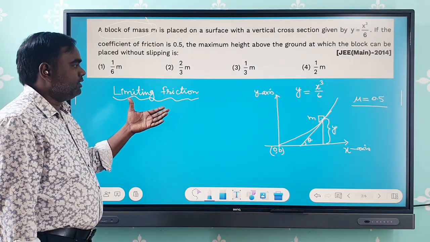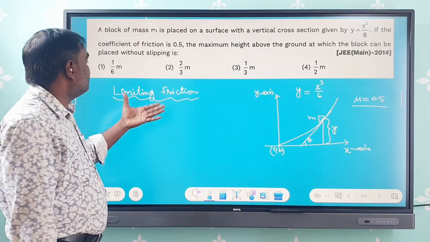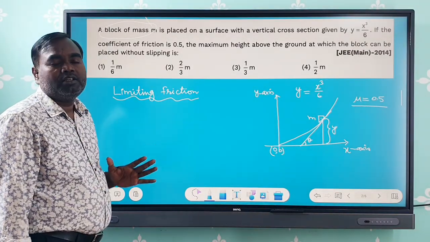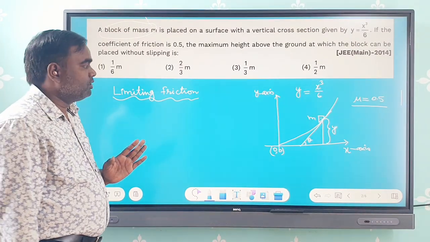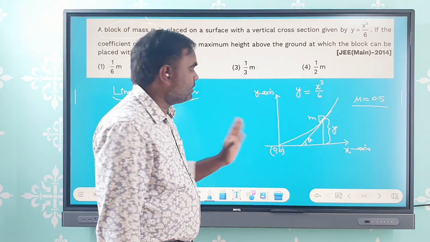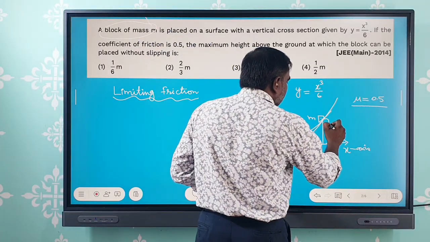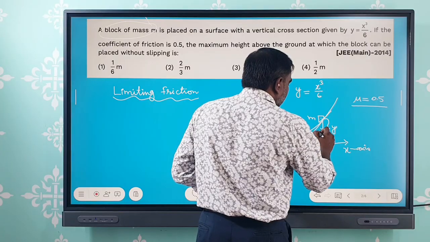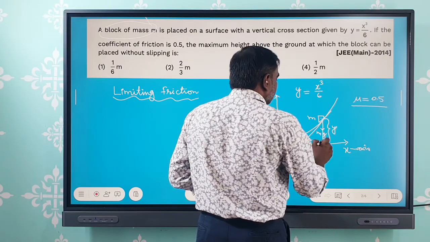Beyond this, if you apply the force beyond this friction, the mass will slip, or the mass will start moving. So the forces acting here: the mass's weight mg in the downward direction, right?